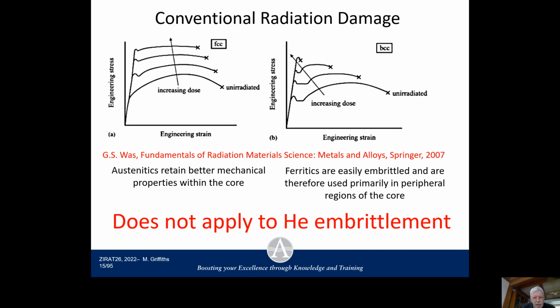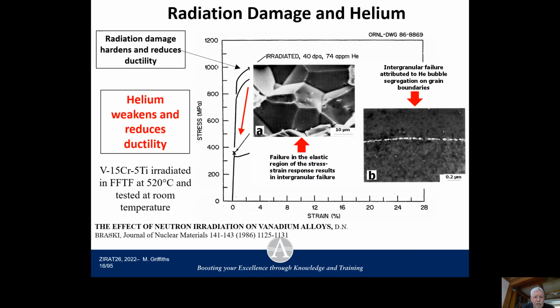But the most important thing I want to establish and emphasize right now is that helium embrittlement is a whole different issue. And so you don't apply the same rule of thumb to materials which contain helium. Just to illustrate that, I'm going to digress a little bit and show you some results for, instead of an iron chrome alloy, a vanadium chrome titanium alloy, which would be essentially like a stainless steel.